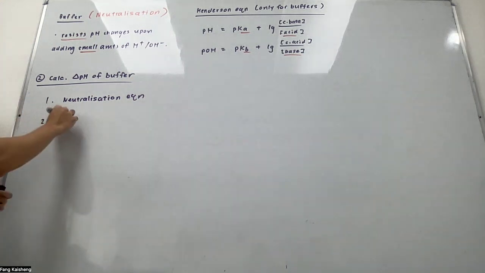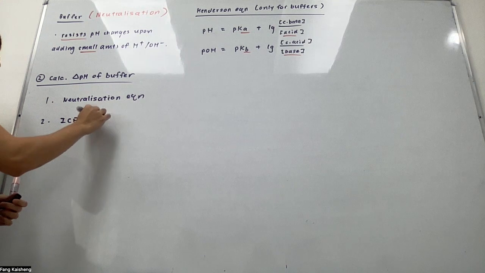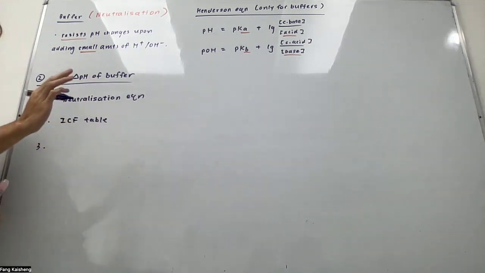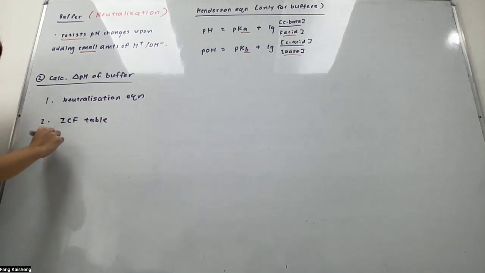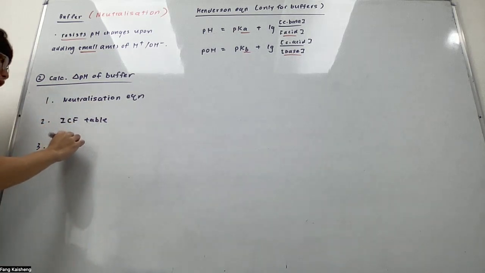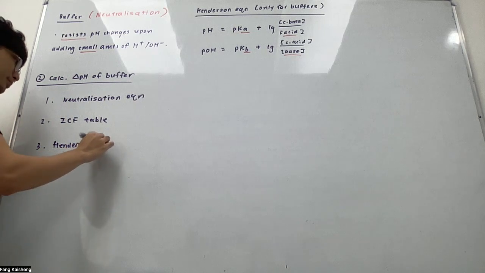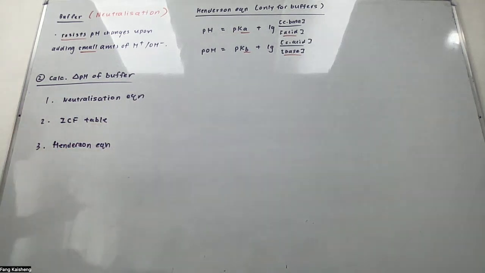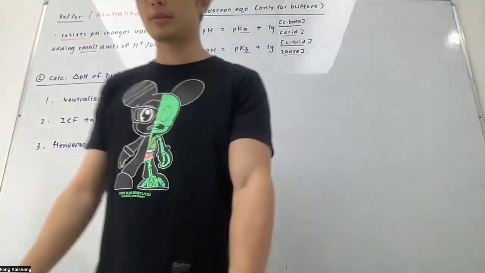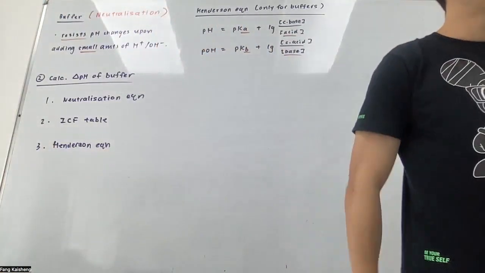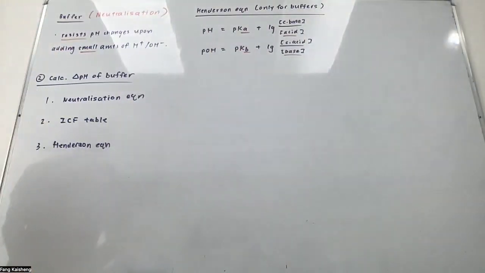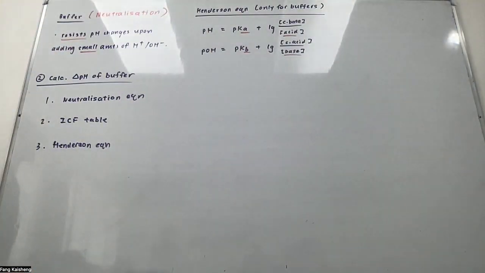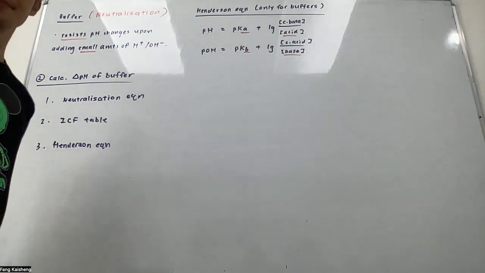And then afterwards, at the same time, do an ICF table, not ICE, because it's not an equilibrium. Neutralization is a single arrow, as I mentioned, so it's F. After you do all that, later we'll go through together. Then to find pH, you plug it into the Henderson equation. Henderson is only for buffers. Equation first. Table, you can try also. Equation and table, then we'll go through.